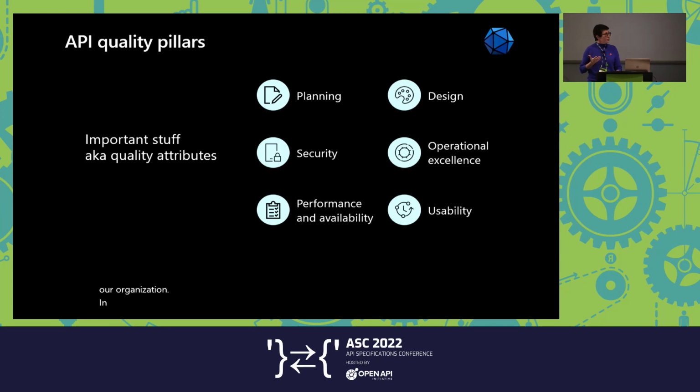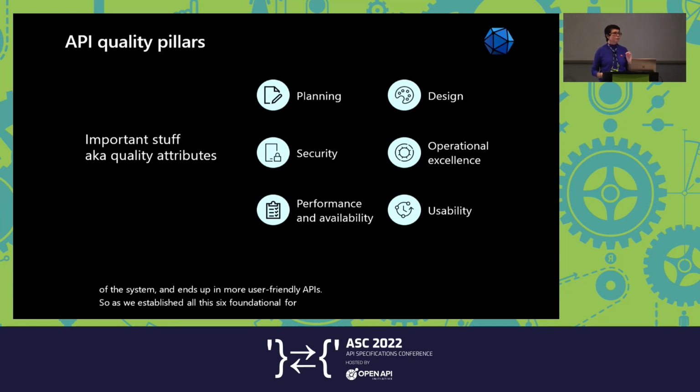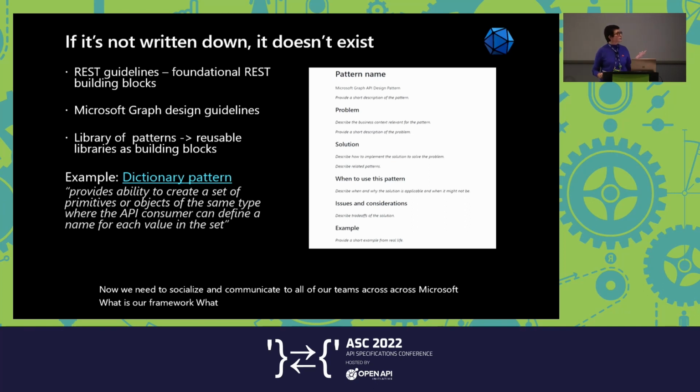In addition, because of the uniqueness of APIs, design is essential for APIs, and we promote API-first design, even though not all of our legacy products right now follow this principle. Many new products start with API-first design, because API-first design promotes modeling of information flow, promotes modeling and understanding of the actors of the system, and ends up in more user-friendly APIs. So as we established these six foundational quality attributes of an API software product, now we need to socialize and communicate to all of our teams across Microsoft what our framework is, and what the requirements of this framework are.